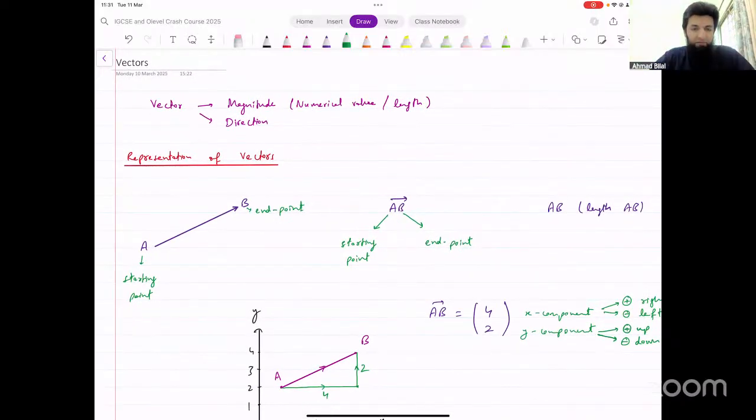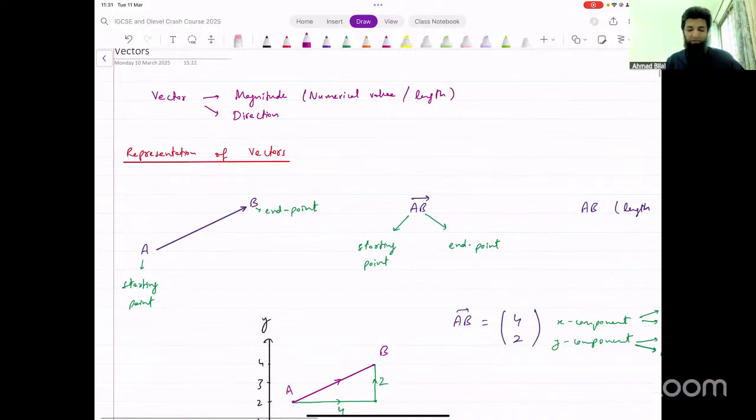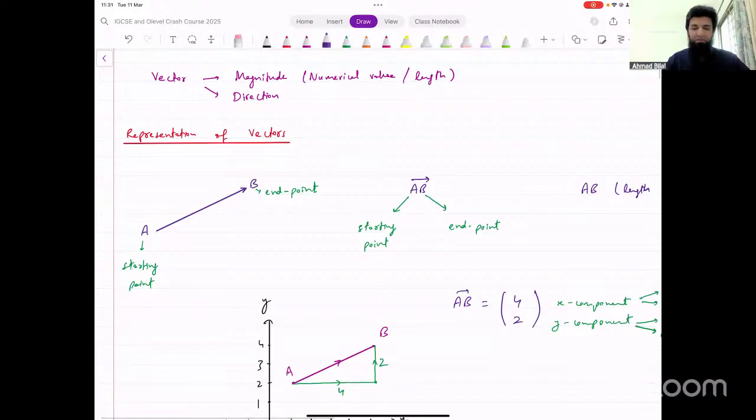So we started vectors in our last session. We did some very basic concepts in the last session. Today we will do the relatively more complicated ones. So we started with the basic idea of vectors. A vector is something that's represented by both magnitude and direction. So it has a numerical value and it has direction.